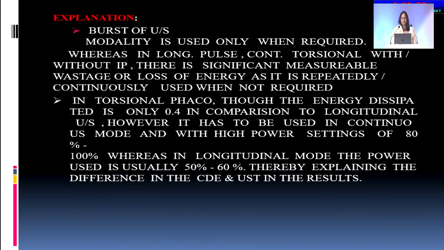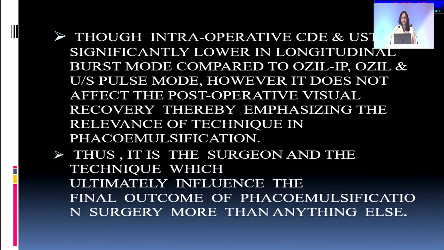In torsional phaco, though, the energy dissipated is only 4.4 in comparison to the longitudinal ultrasound. However, it has to be used in the continuous mode and with high power settings of 80 to 100%, whereas in longitudinal mode, the power used is only 50 to 60%, thereby explaining the difference in the CDE and the ultrasound time in the results.